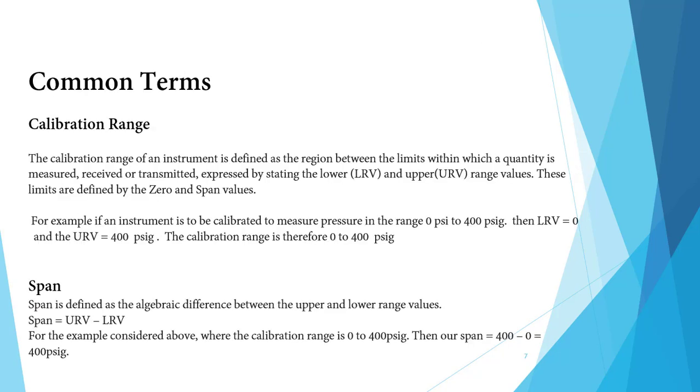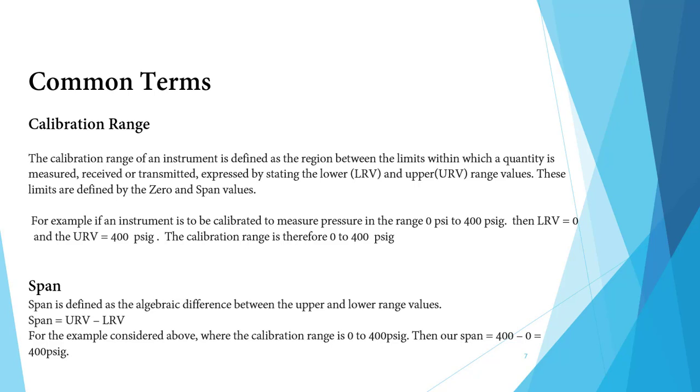Common terms. Calibration range. Every time you do some process, your process controller has a range. For example, level or pressure, you have a range. If you buy some instrumentation and you do calibration, you should use what is called the calibration range.